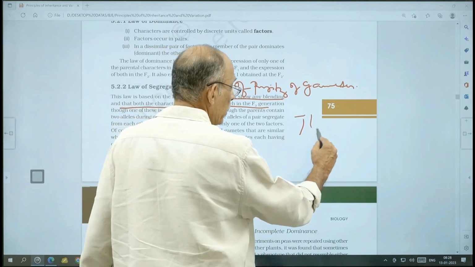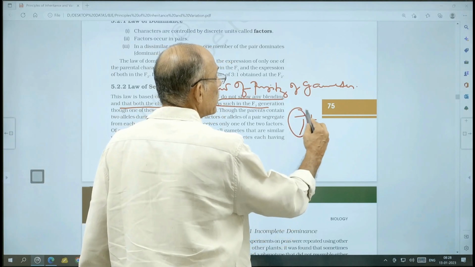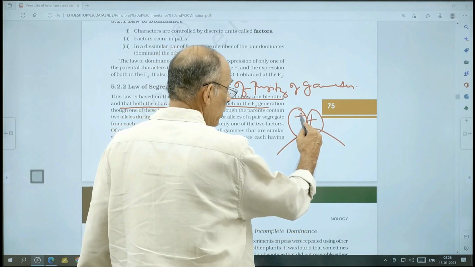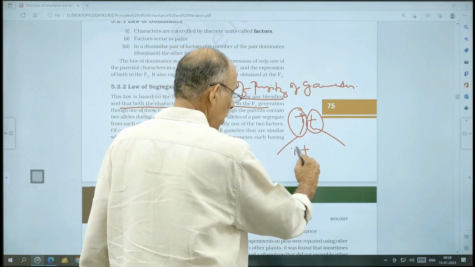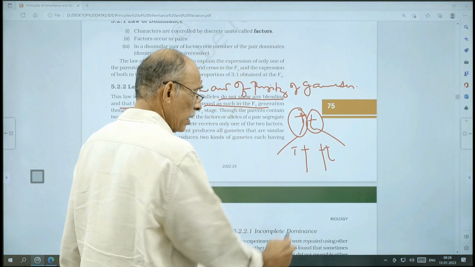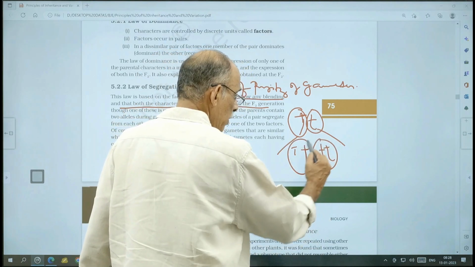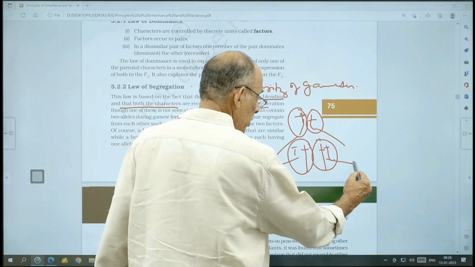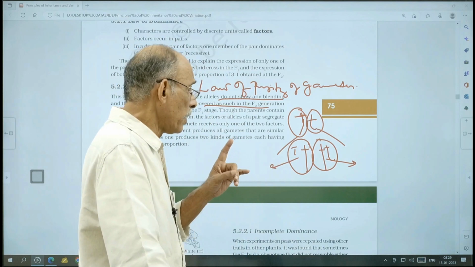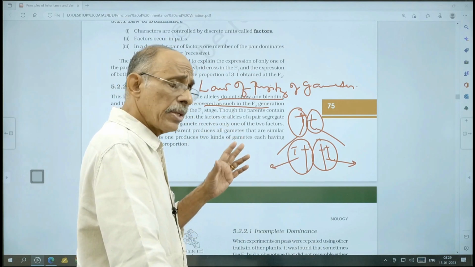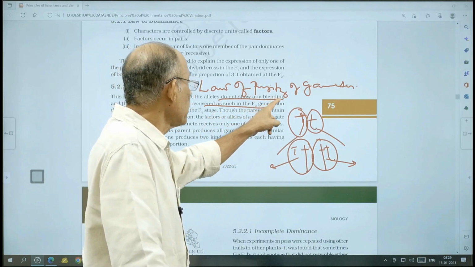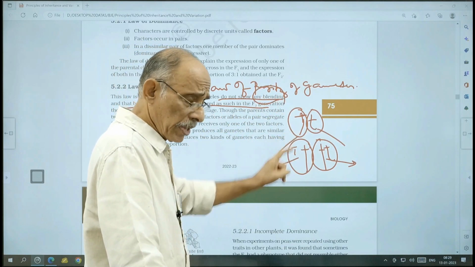F1 was like this, but these 2 alleles get separated during gametic formation. Actually, the chromosome carrying capital T segregates, and the chromosome carrying small t segregates. So during meiosis, this chromosome moves to one gamete, and that moves to another gamete, and the gametes contain only one of the alleles, not the 2 alleles. That is known as the law of purity of gametes. And the main reason is there is no blending in the F1 generation.